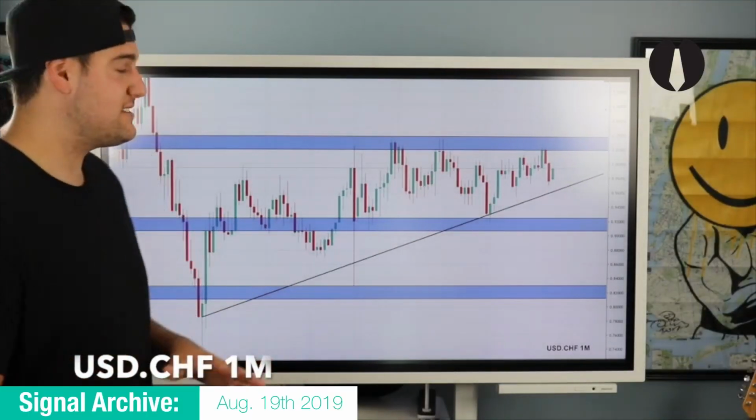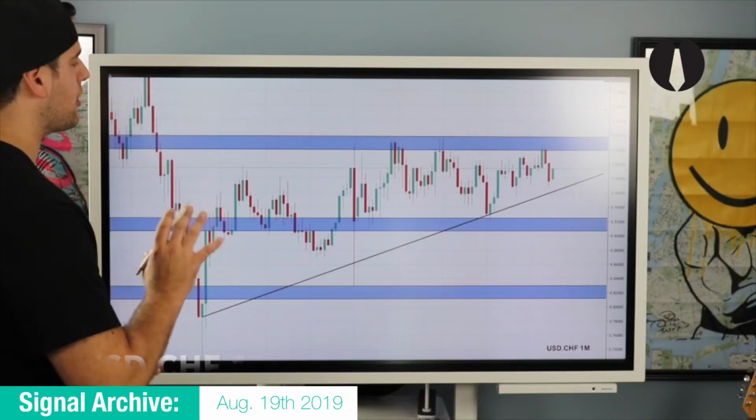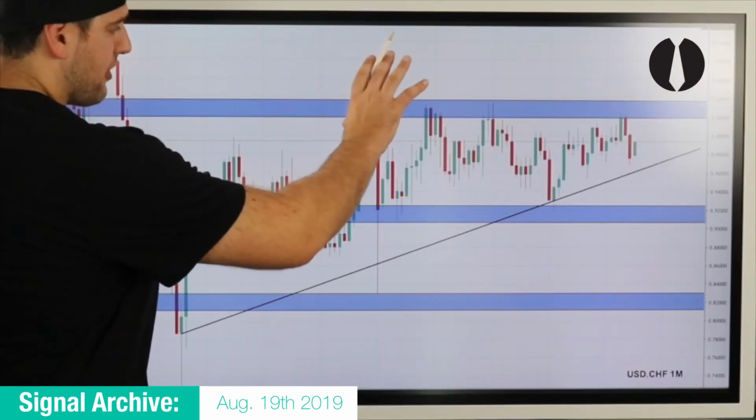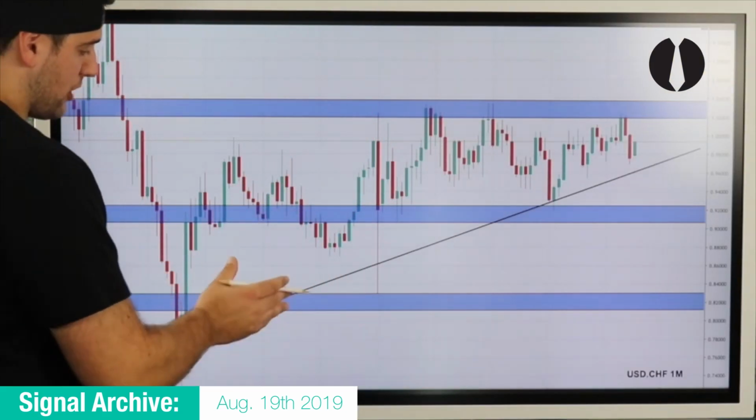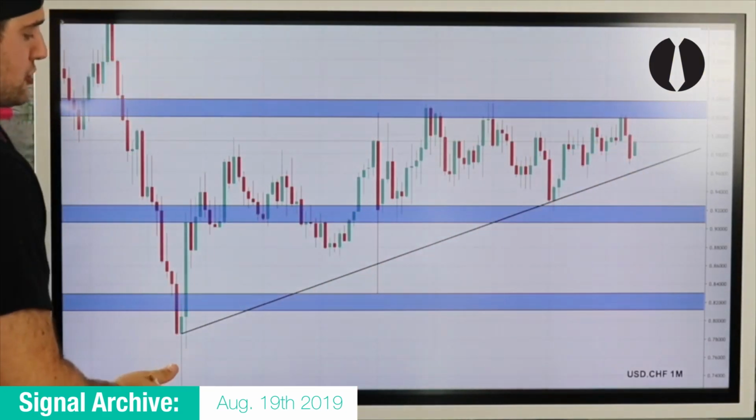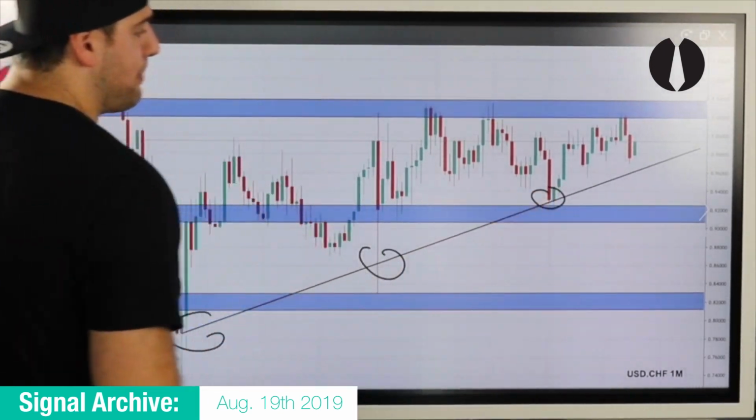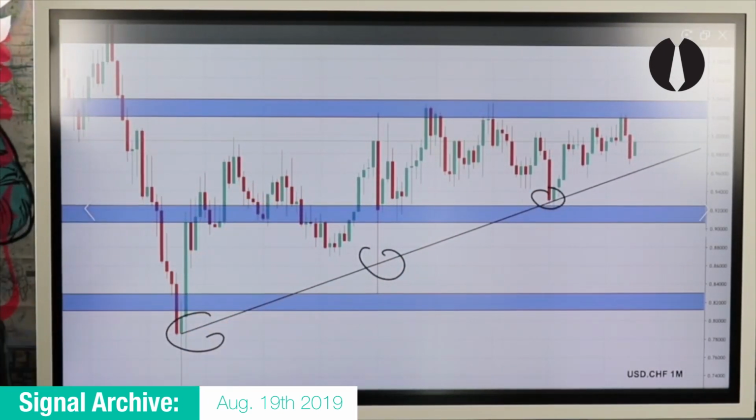Okay team, our next analysis is on USD Swiss franc, starting on the monthly as usual. Here's our monthly upper, mid, and lower zone. We also identified a monthly uptrend as we see higher lows and buy sensitivity enter the market at every contact.